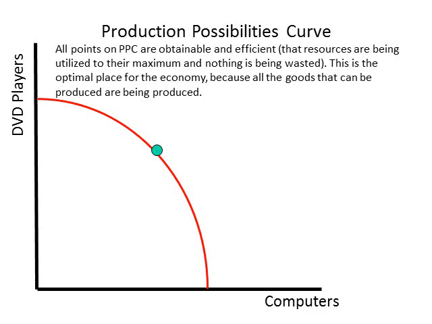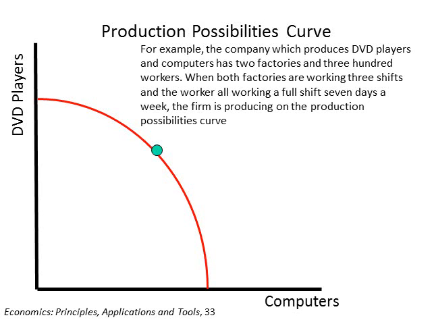All points on the production possibilities curve, or PPC, are obtainable, meaning the economy or the firm can actually reach it, and efficient, that is, the firm or the country is not wasting any resources, and all resources are being utilized to their maximum capacity. This is the optimal place for a firm or an economy to be in the short run, because all the goods that can be produced are being produced.